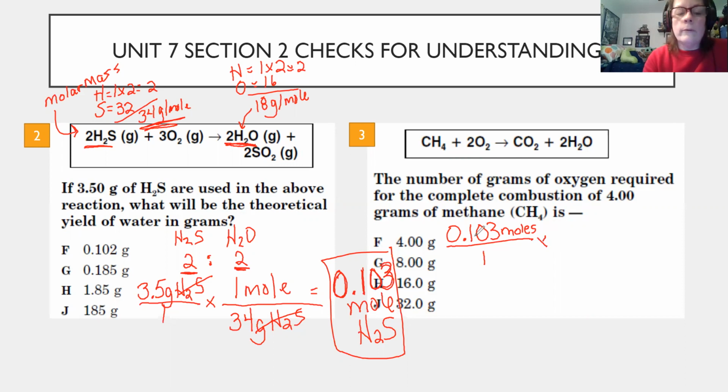Okay, and we've got to figure out the number of grams of the water we have. So this is where we are going to go: for every 1 mole of H2O, we said we had 18 grams. Okay, and when you plug that into the calculator, you should get 1.85.